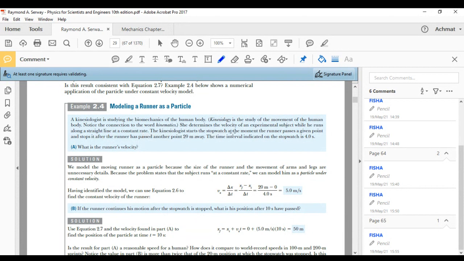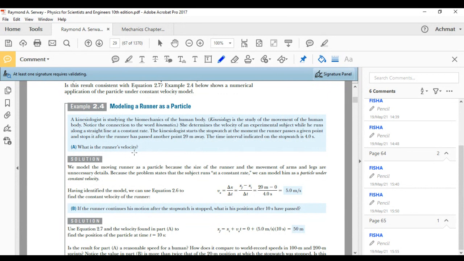The kinesiologist starts the stopwatch at the moment the runner passes a given point and stops it after the runner has passed another point 20 meters away. Okay, so the runner passes point I, initial, she starts the stopwatch and stops it when the runner passes the other point. The time interval indicated on the stopwatch was 4 seconds. So that 20 meters was covered within 4 seconds. What is the runner's velocity?